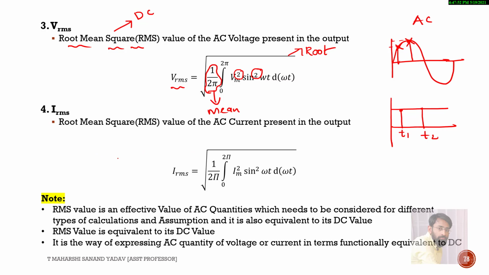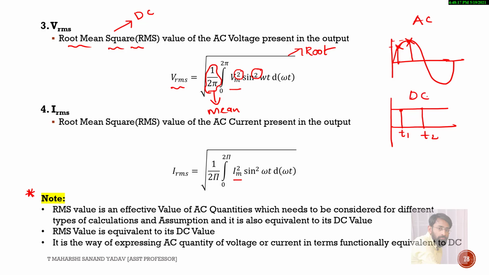Same thing for current also. IRMS is nothing but root mean square value, but here we have to take Im square, whereas for voltage we have to take Vm. So this is an important note which you need to understand. RMS stands for root mean square value. RMS value is an effective value of AC quantities which needs to be considered for different types of calculations and assumptions, and it is also equivalent to DC value.